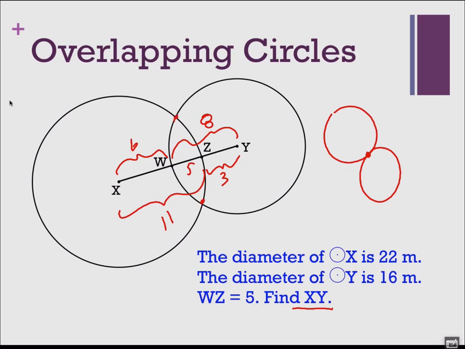Touching in 1 point, touching in 2 points. Can they touch in 3 points? Unless they're the same circle. But then they would touch in more than 3 points. Right. And then you'd only have one circle.